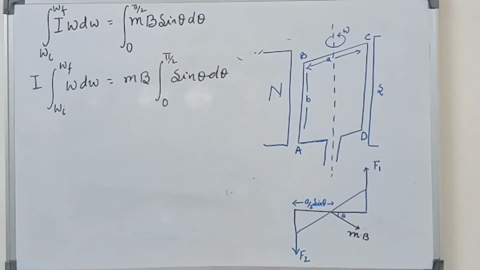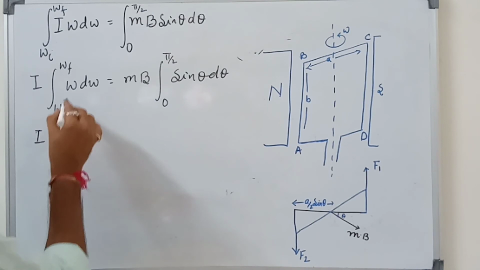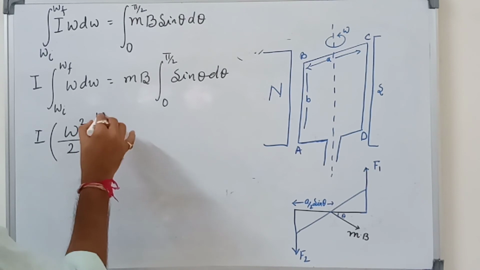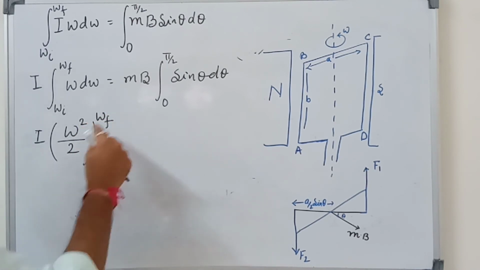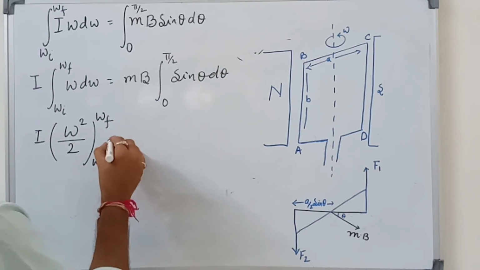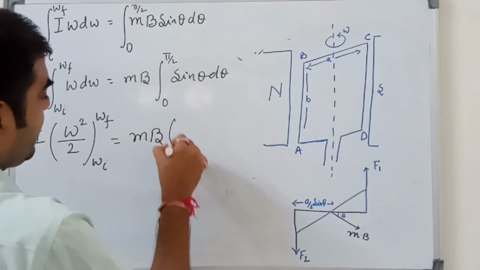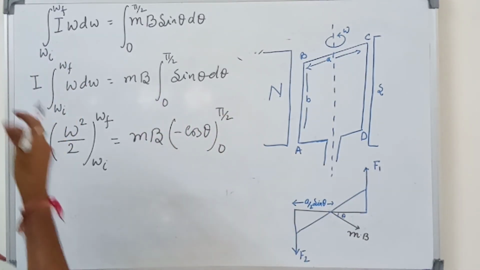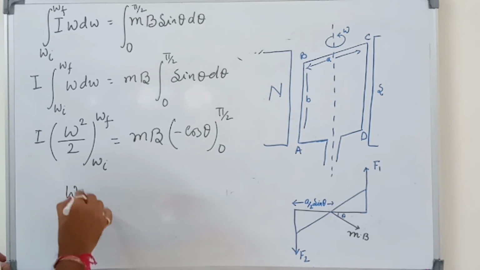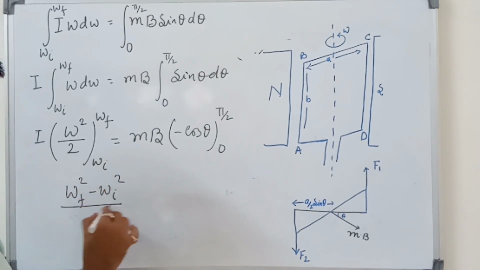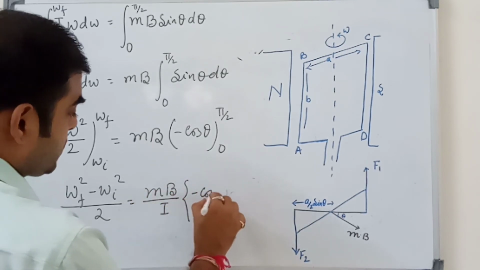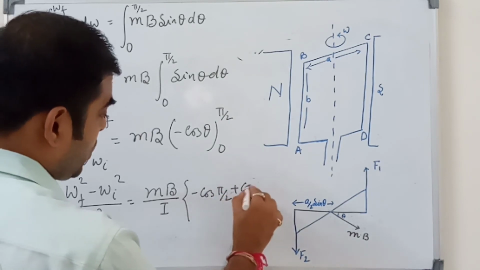My dear friend, very simple integration are there. So now I ω dω is the integration, it gives ω²/2, and here ωf is the upper limit and ωi is the lower limit, and then mB sin θ integral is minus cos θ from 0 to π/2. Okay, now put the value. So (ωf² minus ωi²)/2 equals mB upon I times minus cos π/2 plus cos 0.